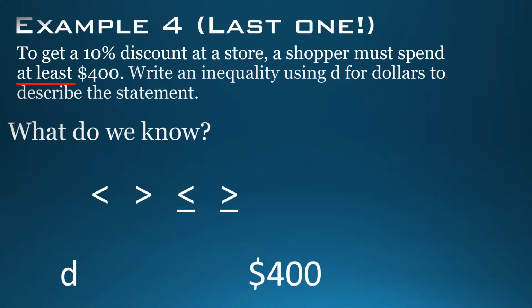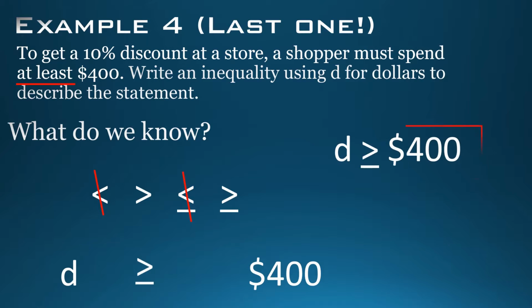So again, thinking about all these things, at least means that much or more. So can we use less than $400? Can we use, say, $350? Would that satisfy the inequality? No, it wouldn't. So we have to have at least 400. But could it be 400? Absolutely. So it's either 400 or more. So it's greater than or equal to. So let's get rid of the ones we can't use. And since we know it could be equal to 400, it is going to be greater than or equal to 400, meaning the answer is d is greater than or equal to $400.